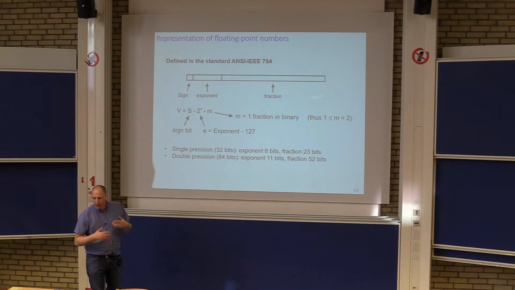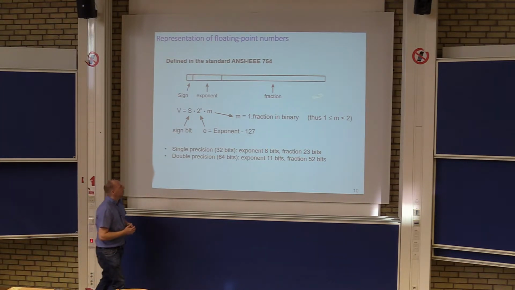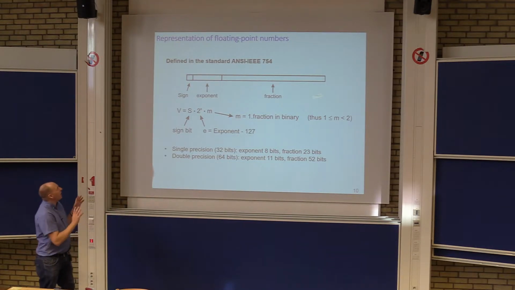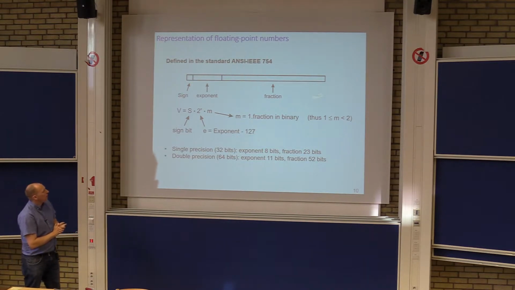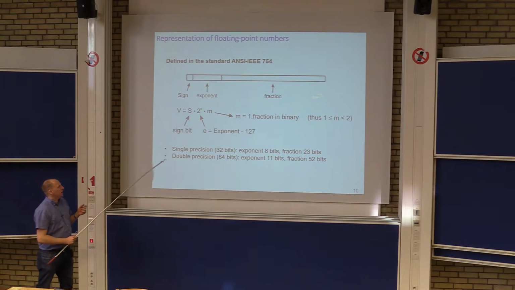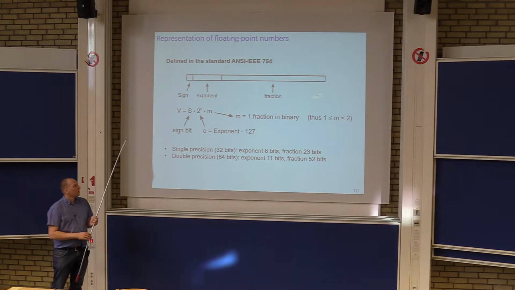Okay, so then it comes to floating point numbers. So now we would like to represent decimal numbers, real numbers, in hardware as well. And then there is an ANSI IEEE standard for that, that I will try to describe. And then floating point numbers can be represented in single precision, so that we have 32 bits, or in double precision, that we have 64 bits.